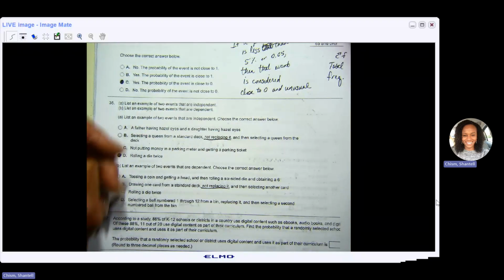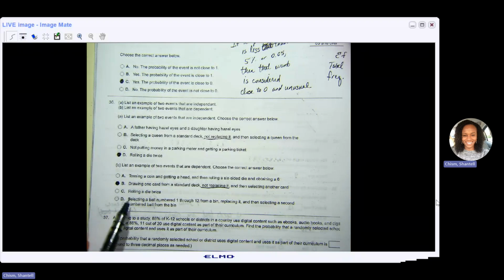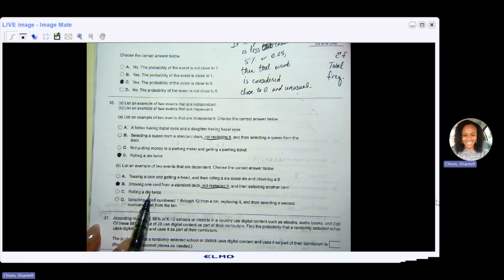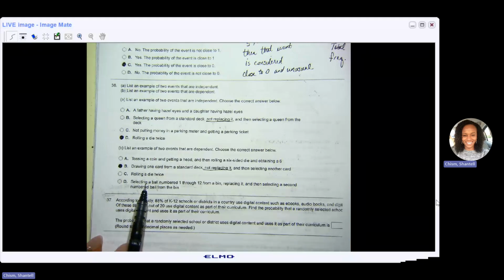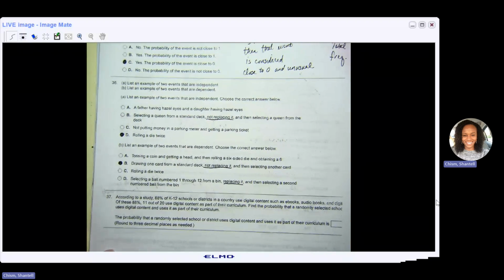B, drawing one card from a standard deck, not replacing it, and then selecting another card. There you have it. Those are the dependent events because you did not put the card back before you selected the second card. C, those are independent because you're just rolling a die twice. Whatever you get on the first roll has no effect on the second roll. And then D, selecting a ball numbered 1 through 12 from a bin, replacing it. It says you're putting it back, so those are independent selections from the bin, because you still have all 12 to choose from. So that would be B. Those would be the dependent events.